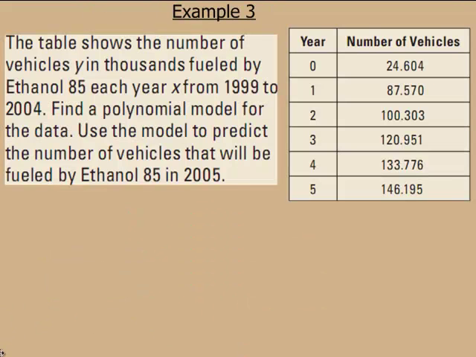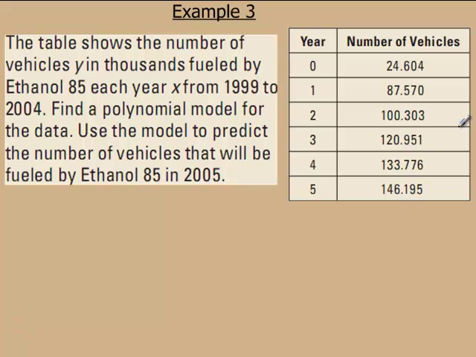Our last example states the table shows the number of vehicles, y, in thousands, fueled by ethanol 85 each year, x, from 1999 to 2004. We want to find a polynomial model for the data. Use the model to predict the number of vehicles that will be fueled by ethanol 85 in 2005.